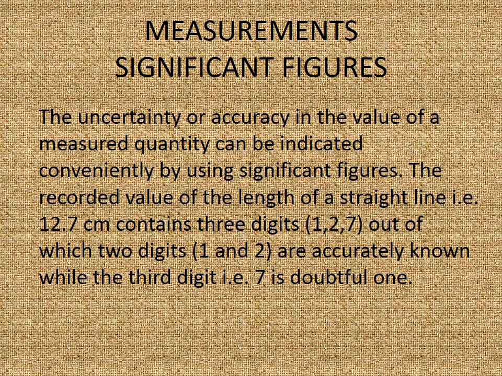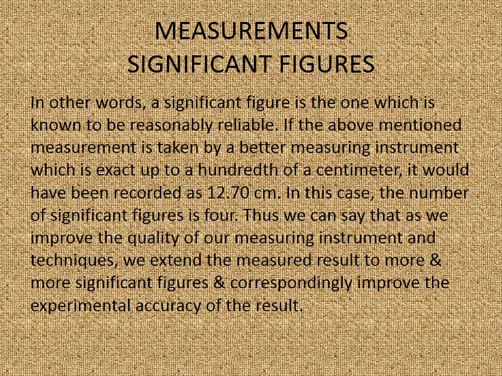The uncertainty or accuracy in the value of a measured quantity can be indicated conveniently by using significant figures. The recorded value of the length of a straight line, that is 12.7 centimeter, contains three digits 1, 2, 7, out of which two digits 1 and 2 are accurately known, while the third digit, that is 7, is the doubtful one. In other words, a significant figure is the one which is known to be reasonably reliable.